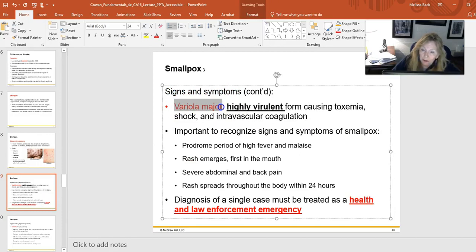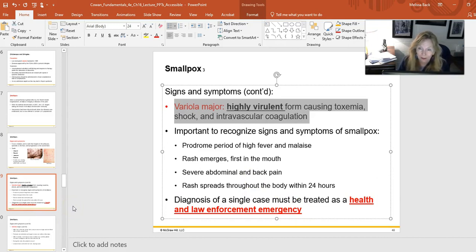Variola is the name of the virus. It's highly virulent, which means the mortality rate is significant. A diagnosis of even one case by a medical team would mean that this would be treated as a health and law enforcement emergency. So no more personal choices. This would be quarantined down, because that's how it would change humanity as we know it.